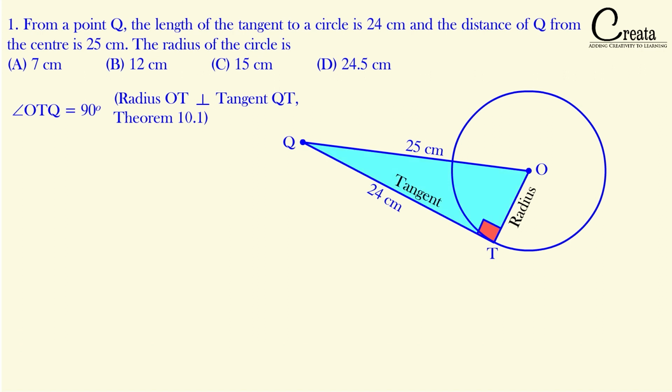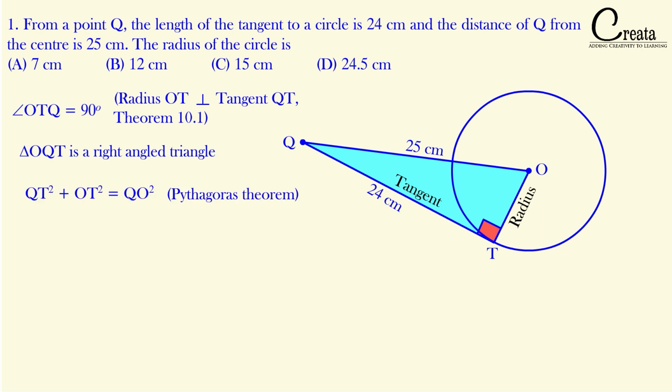Further, if you observe, this is a triangle OQT. And this triangle is having one angle as 90° angle. The angle between the radius and the tangent is 90°. So we can say this triangle is a right angle triangle. And we know the property of a right angle triangle. We can apply the Pythagoras theorem. Let's apply the Pythagoras theorem. Here QO is the hypotenuse. Hypotenuse is the side which is opposite to 90° angle. So we got the hypotenuse.